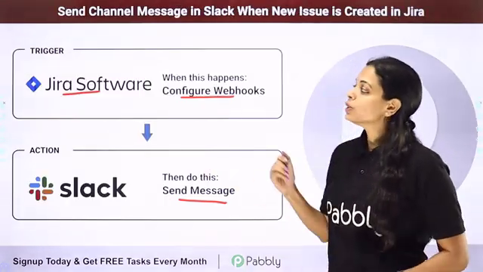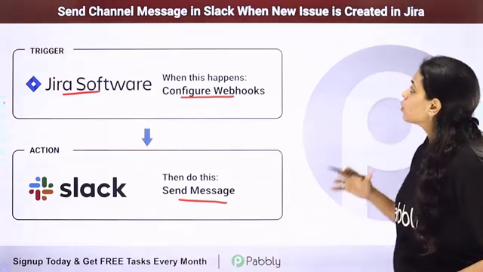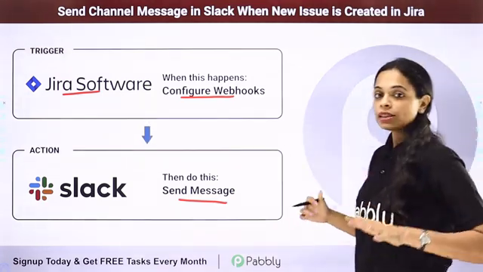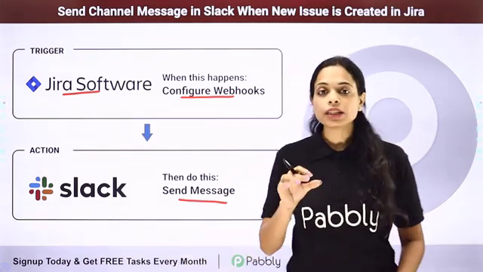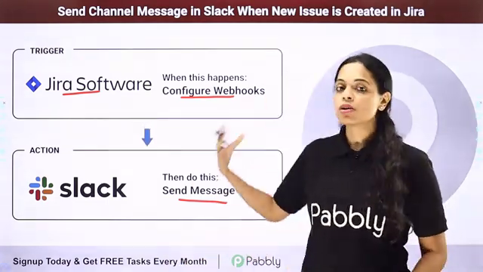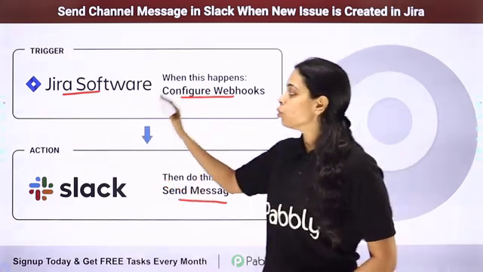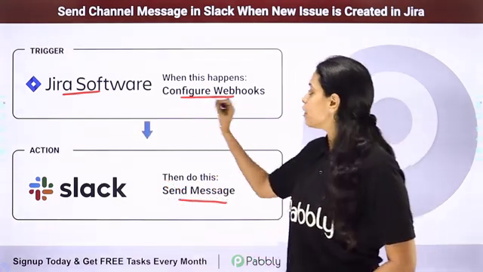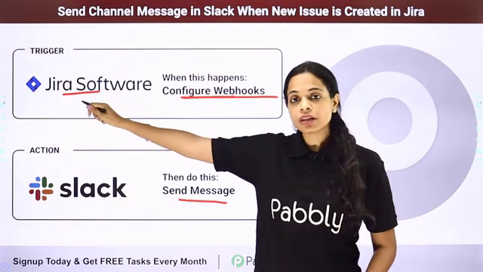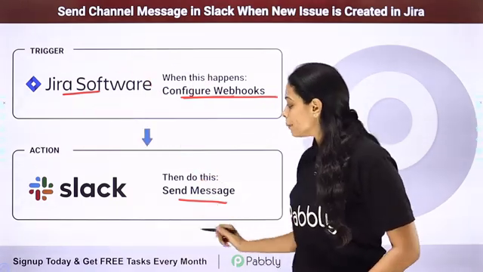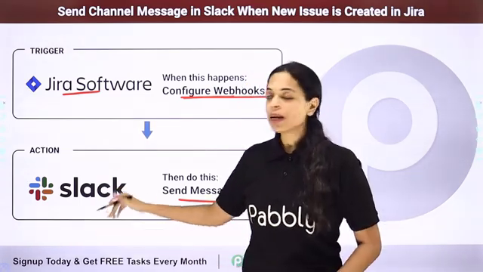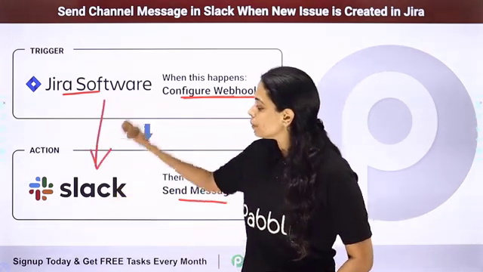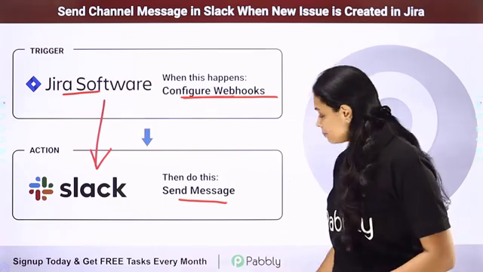Next one, to send channel message in Slack when new issue is created in Jira. So just like you updated your team sitting on Microsoft Teams, similarly you can update your team sitting on Discord or Slack. All you have to do is the moment an issue has been created here, so you have configured the webhooks in Jira software, automatically what will happen, a message would be shared with your team sitting on Slack, right? So you will be integrating these two applications using Pabbly Connect.